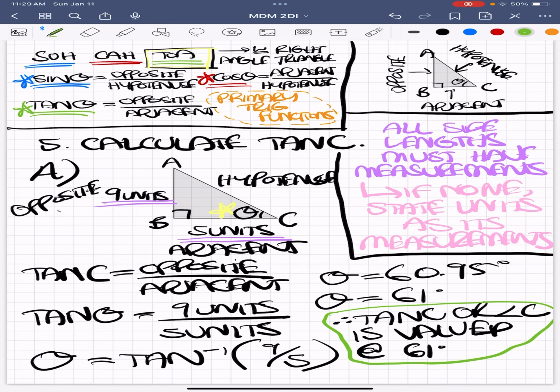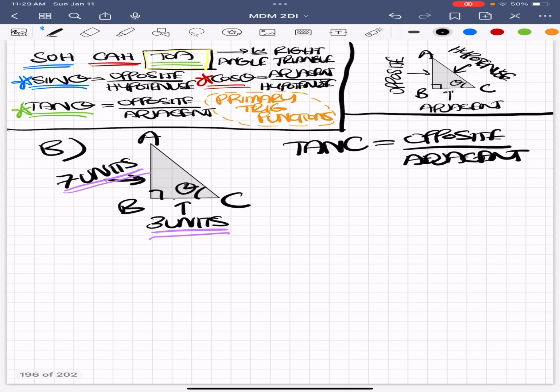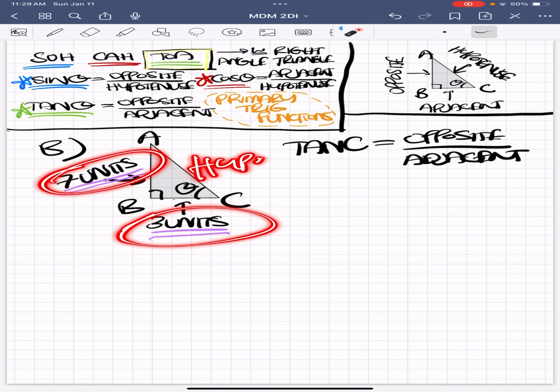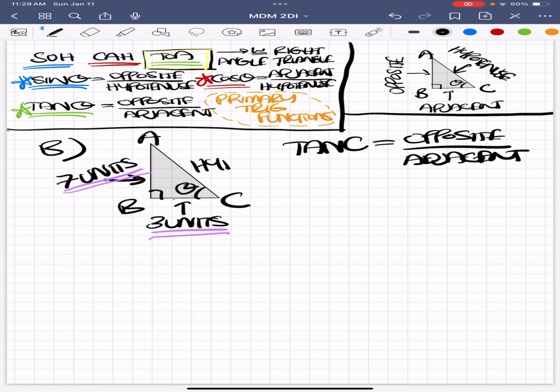Alright, moving on. So again, we have our information up here, a little cheat sheet, a diagram that shows theta with adjacent side, opposite side, and hypotenuse side. And we have 7 units, 3 units, and then our hypotenuse. So we have our hypotenuse, and then we have our adjacent, and then we have opposite.